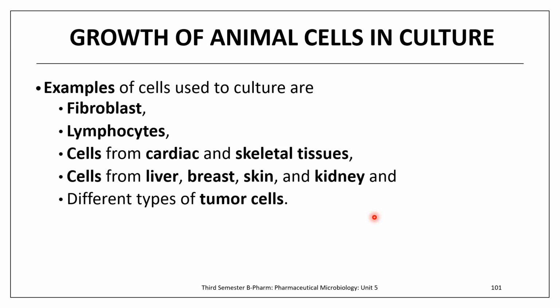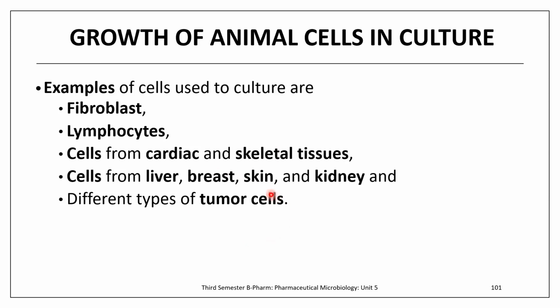Please don't think we can culture all cells, such as skin or the different kinds of liver cells. There are some specific cells that can be cultured in animal cell culture. These are some examples. First is fibroblasts, second is lymphocytes, then cells from cardiac as well as skeletal tissues, then cells from liver, breast, skin and kidney, and we can also culture different kinds of tumor cells.